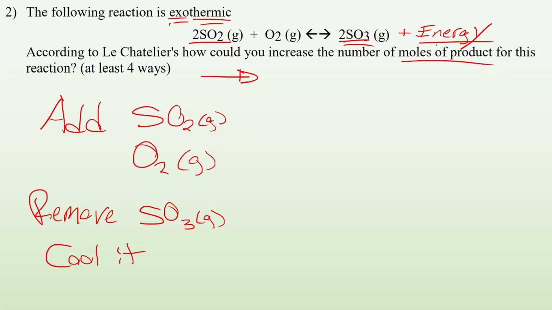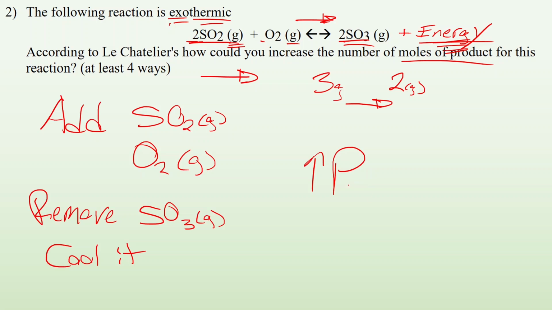If we cool it, we're removing the energy, which is going to shift it to the right as well. All right, and if I take a look at the moles of gas, well, there's 2 SO2s and 1 O2. I know there's 3 moles of gas on the left side, and there's 2 moles of gas on the right side. So how can I shift it towards the side with less gas? I can increase my pressure.